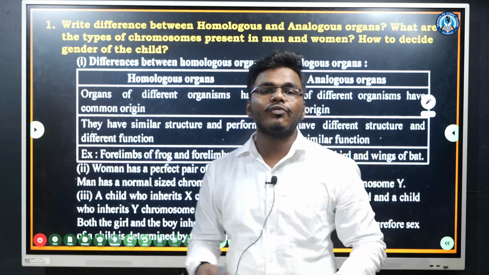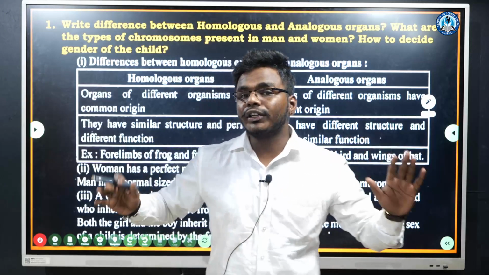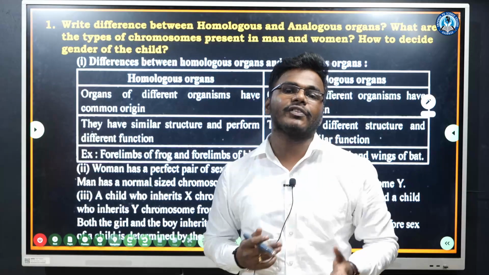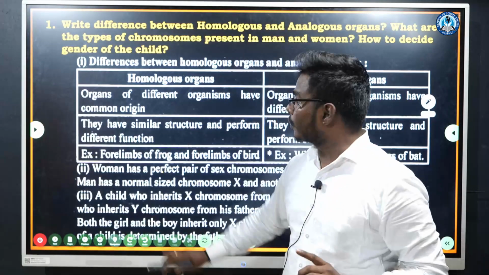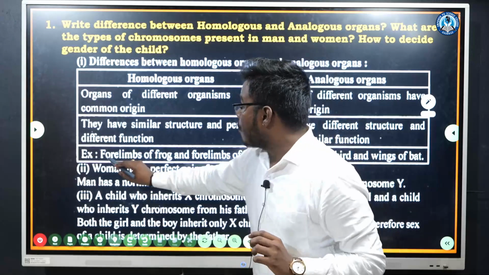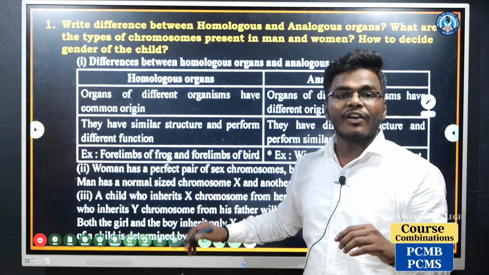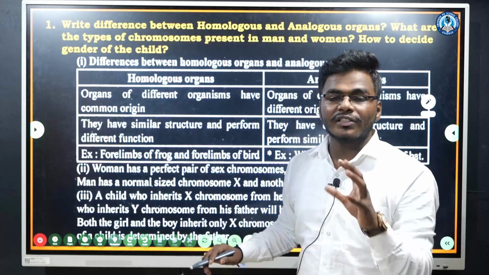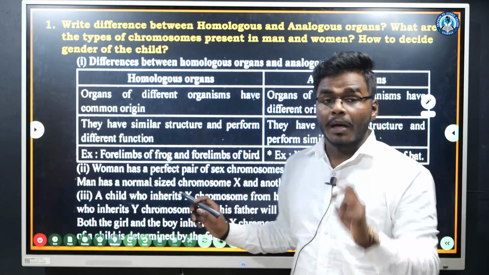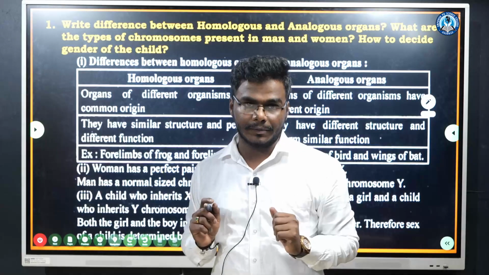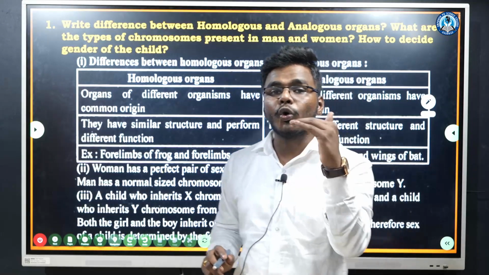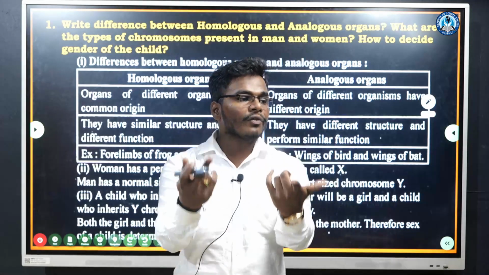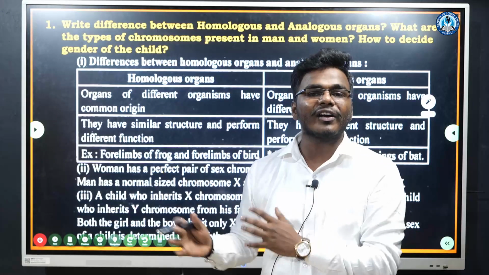Bats use their forelimb for flying, right? We don't use our forelimbs, that is our hands, for flying. We use our hands for different activities. That is why the example quoted for homologous organs is the forelimb of a frog. The frog doesn't use its forelimb for flying, right? It uses it for jumping. The forelimb of a bird is used for flying. Got it? So this is all about homologous organs, that is, the origin and structure are the same but the functions are different.